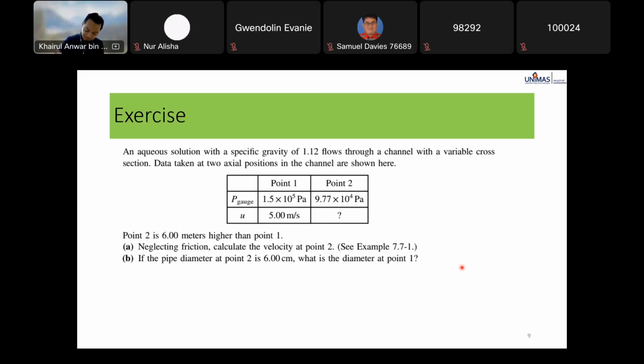So what you need to do is, U equals V over A. Find V. U is in meters per second, 5 multiplied by the area. Which point is this? Point 1. There is no meters per second here. This is what I have. Meter.